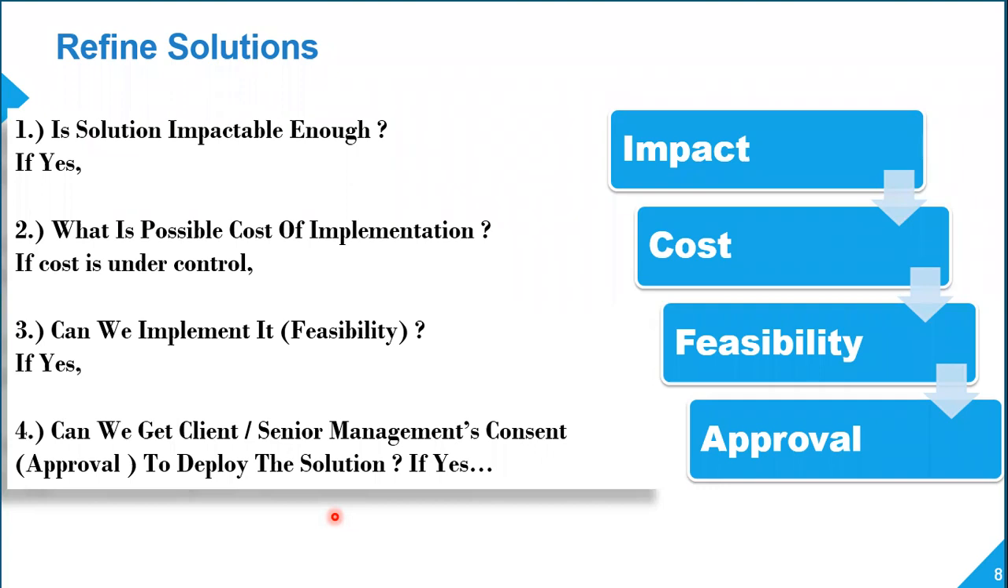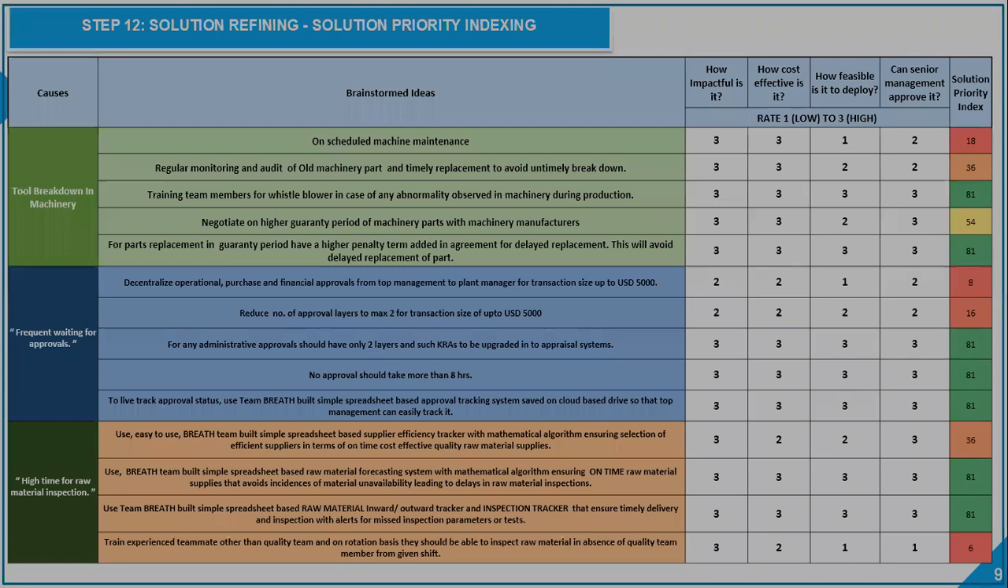So the final and fourth scanner is: can we get client or senior management consent to deploy the given solution? That question needs to be asked by the team to each other, discussed, and based on that, they're supposed to rate it. By the way, all these four questions are supposed to be rated on a scale of 1 to 3, where 1 is low and 3 is high. So on that note, let's go to the next slide and visualize how it looks.